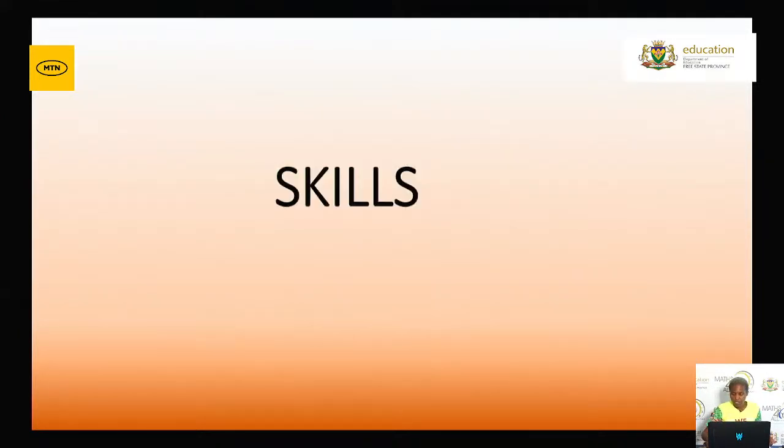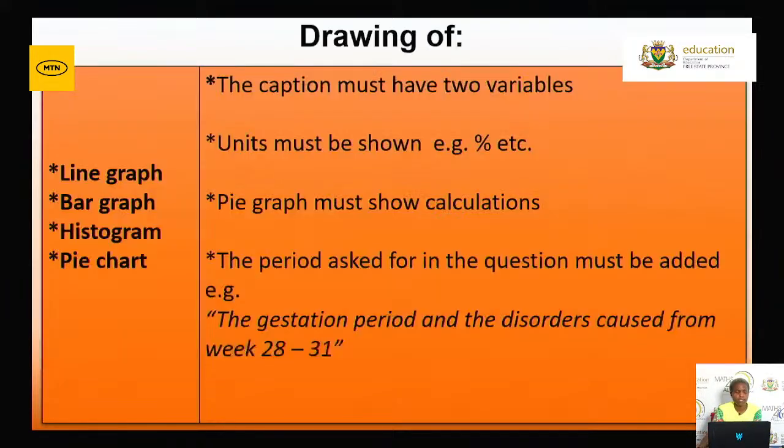Please, guys, let us move now to the skills. Under the skills, this is what we have. Remember that you have to be able to draw the line graph, bar graph, histogram, and pie chart. When you draw your graphs, remember the caption. You must always start with the caption or the heading, and make sure that your caption or heading has 2 variables, which are the dependent and independent variables. And then again, show the units, both on the X and the Y axis.